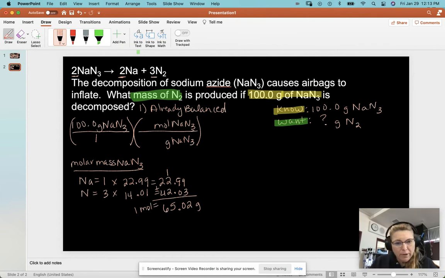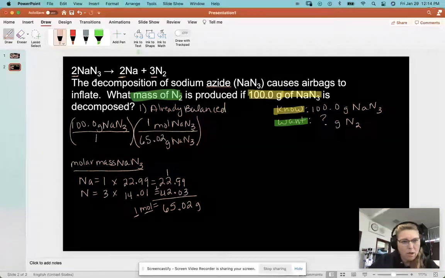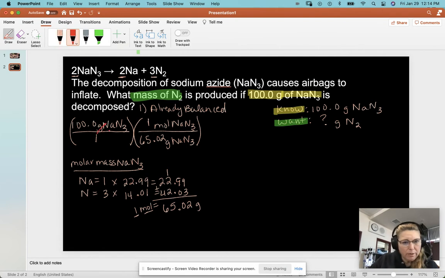So we're going to fill in. We know that the 1 is next to the mole, so we're going to put a 1 next to mole. And then 65.02 is next to grams. So we're going to put 65.02 next to grams. And now I can cancel out my grams of NaN3 because I have it on the top and on the bottom. So at this point, I have moles of NaN3.